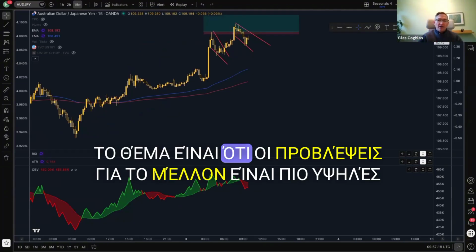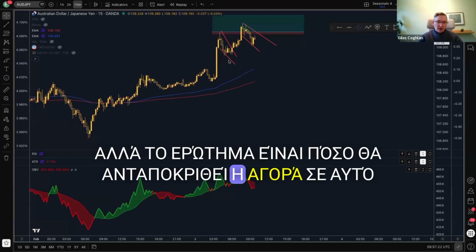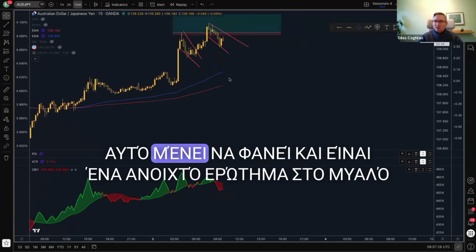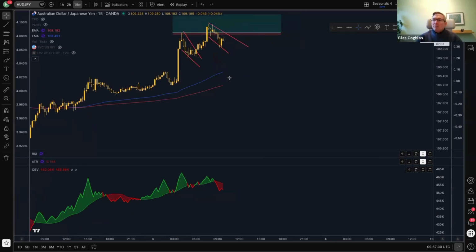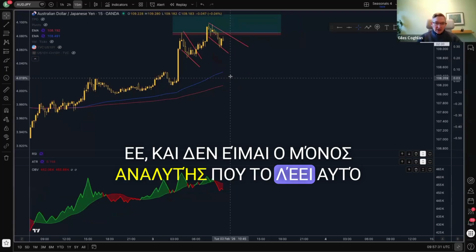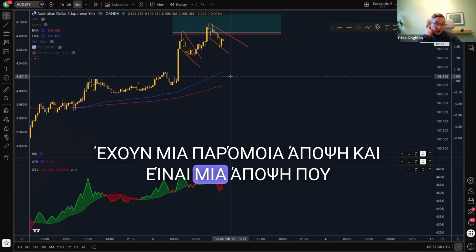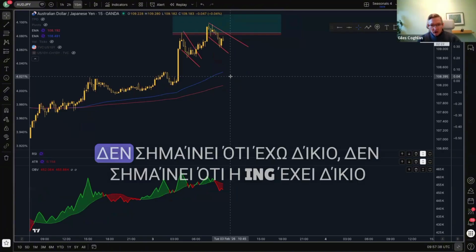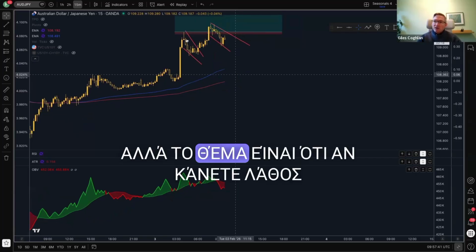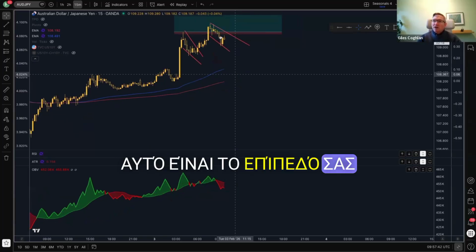It's the fact that the forward guidance has been higher, but how much is the market going to buy that? That remains to be seen, and it's an open question in my mind. And I'm not the only analyst saying that. Like the guys over at ING, they have a similar perspective, and it's one I share. Doesn't mean I'm right. Doesn't mean ING is right. Not saying that. But the point is if you're wrong, that's your level.